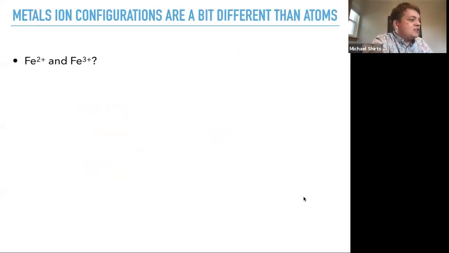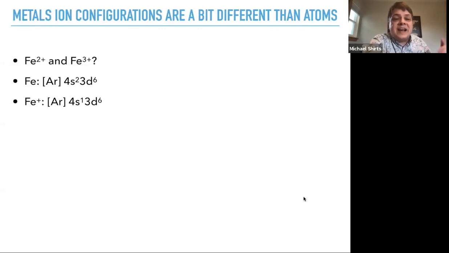Metal ion configurations are a bit different than atoms. If we have iron, Fe plus, what are we going to do? We're going to take off the 4s electrons. So for Fe plus, we take off one of the 4s electrons. For Fe2 plus, we take off all of the 4s electrons.